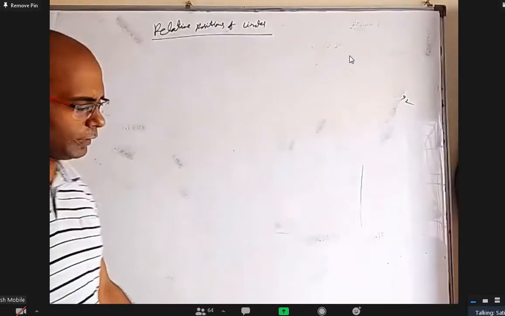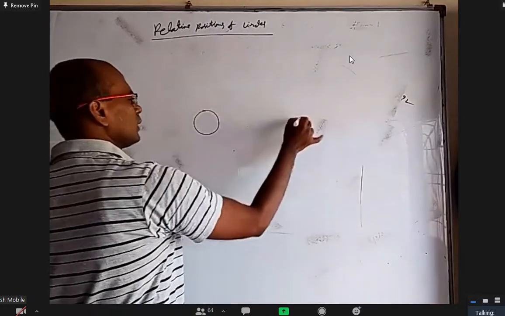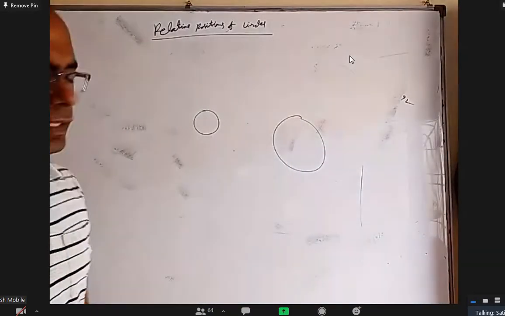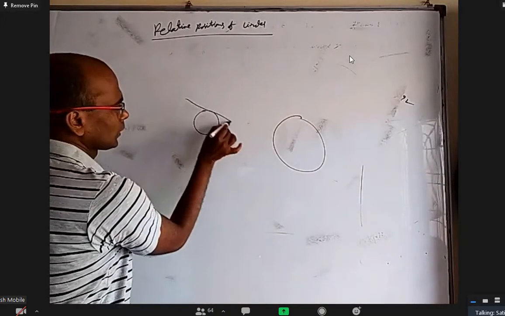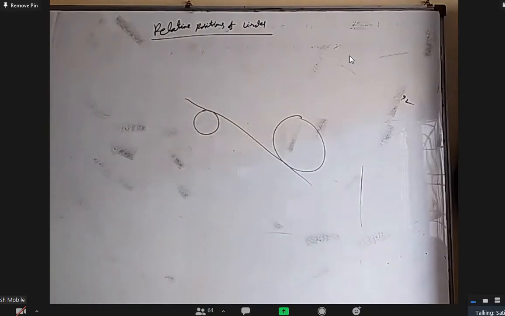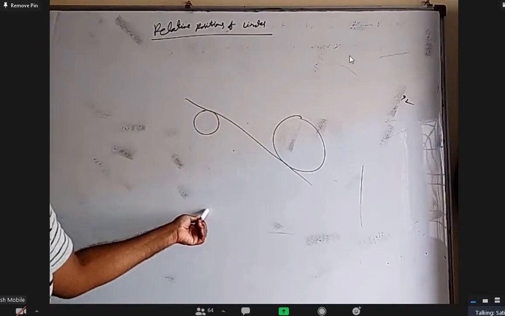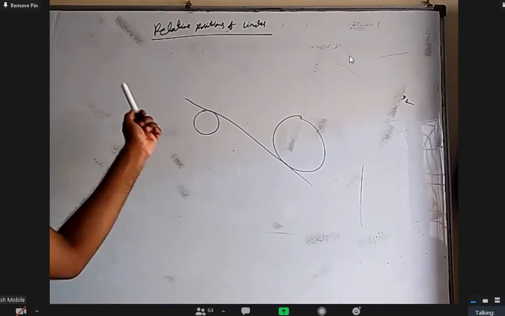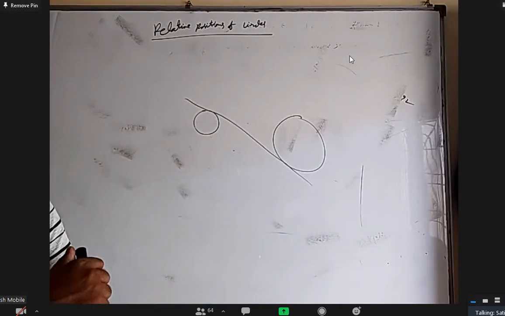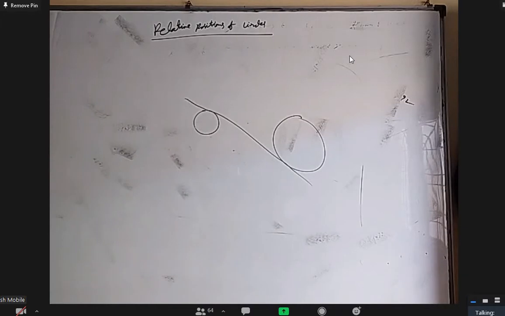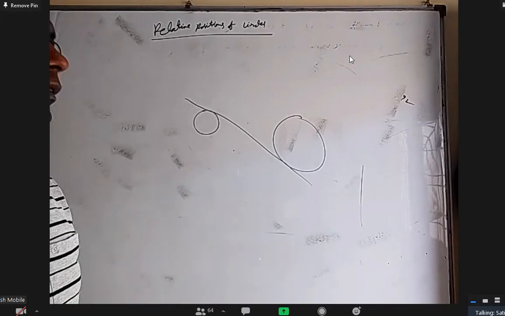Okay, one more thing. Whenever two circles are there, if a line is touching this circle and this circle both, a tangent to this circle also and tangent to this circle also, that line is called a common tangent. The word itself says common tangent.